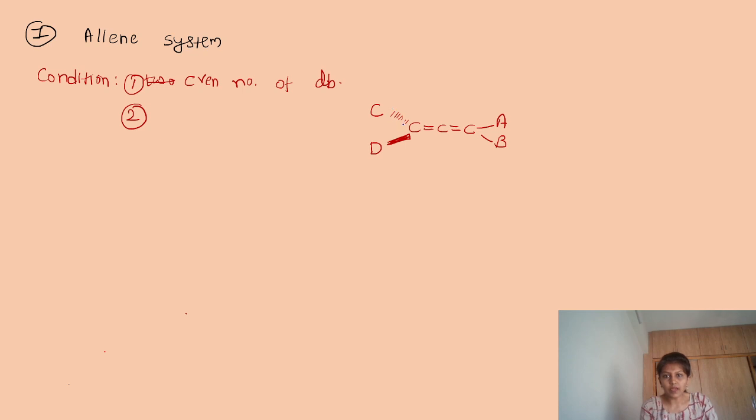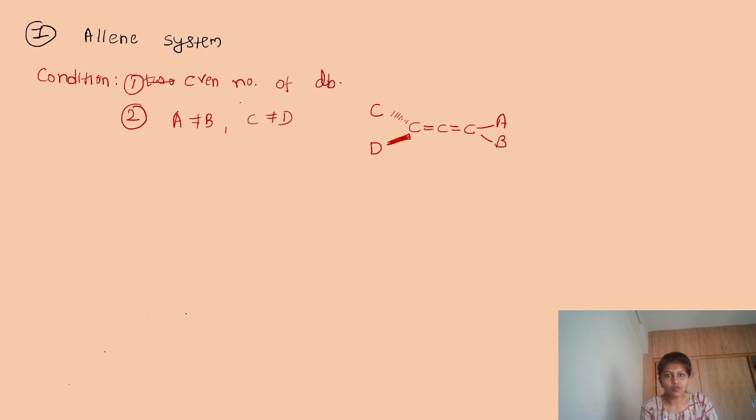This is below the plane, C functional group is below the plane and D functional group is above the plane. So for the allene system, the arrangement is like this. There will be two functional groups in plane, the third one is below the plane, and the fourth one is above the plane, with an even number of double bonds. And the second condition is that A is not equal to B and C is not equal to D, right?